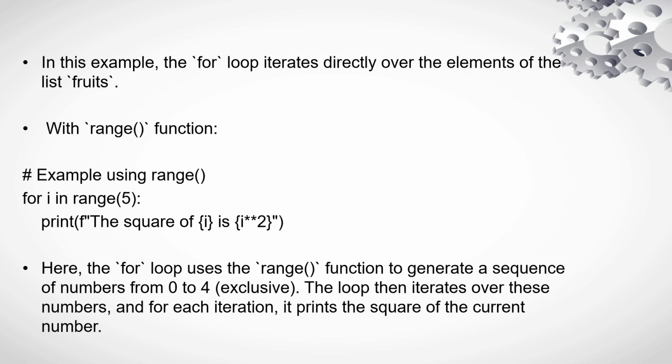So then what is it with the range function? See the example. Here the range is given and then the print is given. So here the for loop uses the range function to generate a sequence of numbers from 0 to 4. The loop then iterates over these numbers and for each iteration it prints the square of the current number. This is the working of the range function.